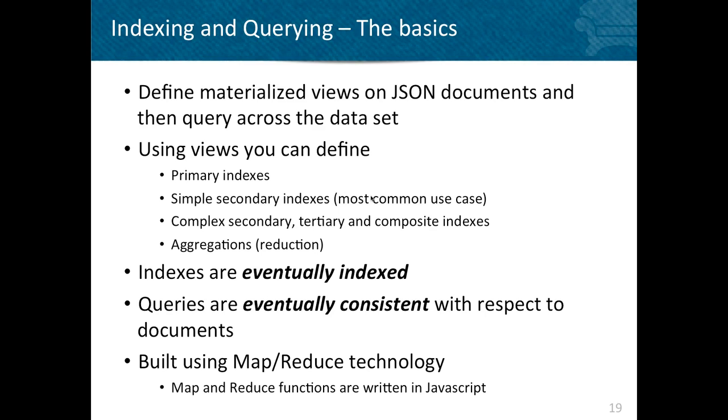So now with Couchbase Server 2.0, when you store JSON data, you can create pre-materialized views that are automatically built up and automatically maintained that you can then query across the entire data set. You can define primary indexes, secondary indexes, complex indexes, and we even have reductions that allow you to do things like counts and sums to provide the reduce part of a MapReduce.